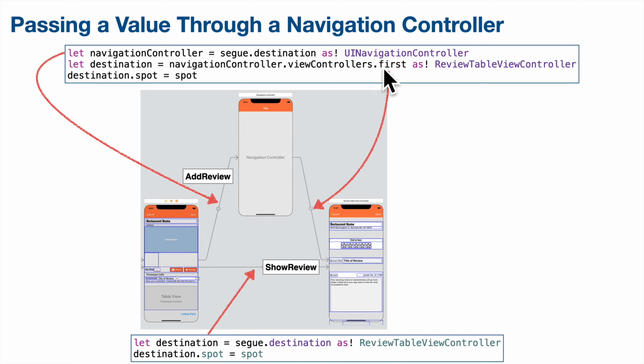It's going to get the first element, the first view controller in the array, and then once we get that, we can use as! to downcast that view controller to our ReviewTableViewController, and then we can pass data to that destination like we normally would. And so now that we have this knowledge, let's use it in our code.